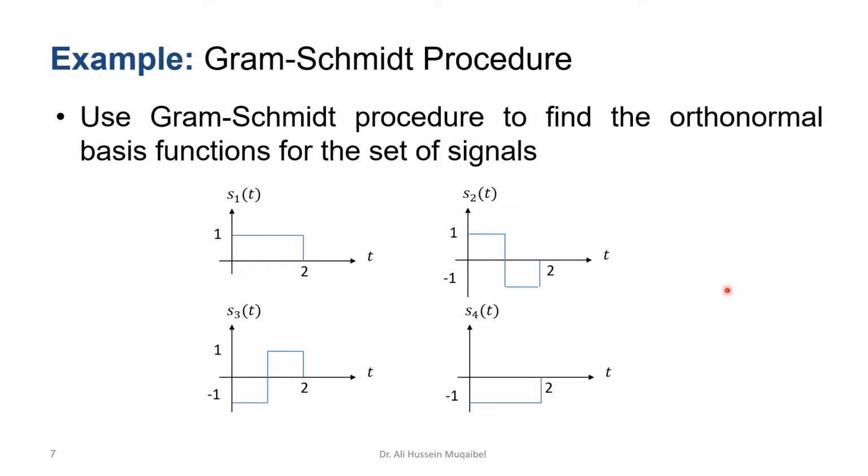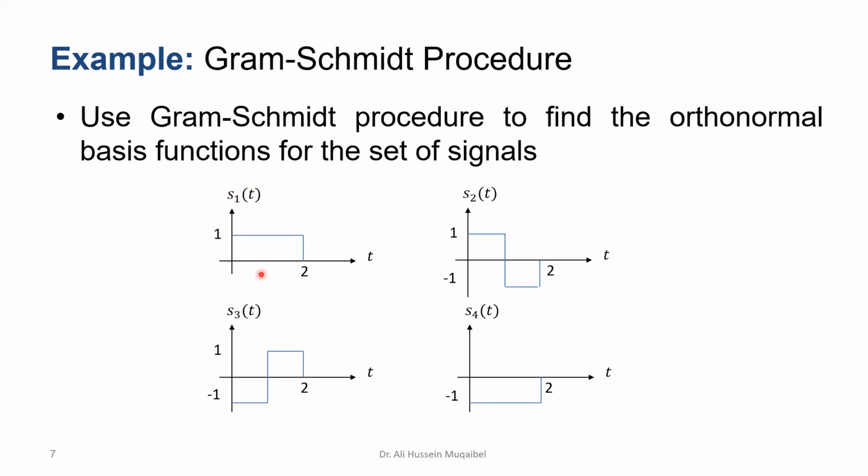Now let's do a full example. I will leave you with an exercise, but look at this example: use the Gram-Schmidt procedure to find the orthonormal basis functions for the set of signals. We're given 4 signals, S1, S2, S3, and S4, and we need to find the bases. So let's do the procedure. It's not about memorization, it's a concept that makes sense.